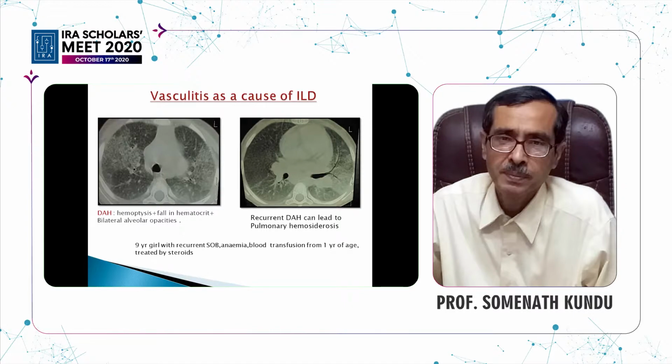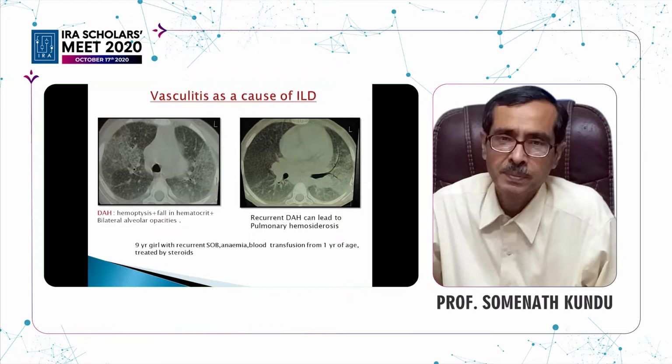Such was the story with this girl, a 9-year-old girl, who had a recurrent history of shortness of breath, and anemia requiring blood transfusion from 1 year of age, treated by steroids. She used to get well, got blood, got steroids, became well. The story went on like this, and she was diagnosed as idiopathic pulmonary hemosiderosis.